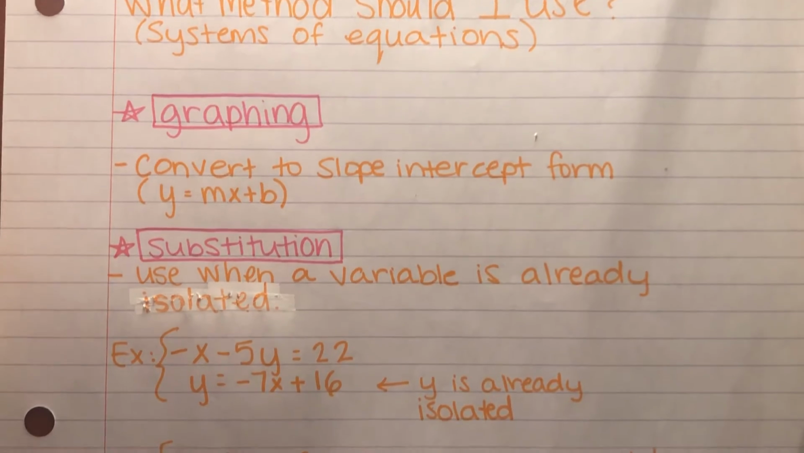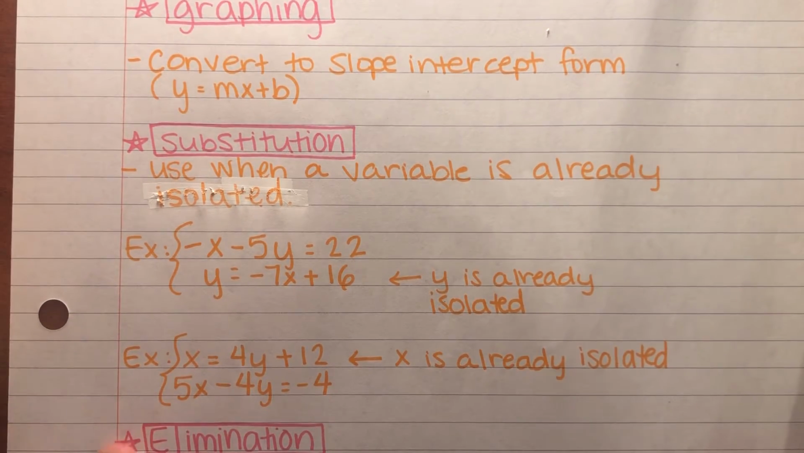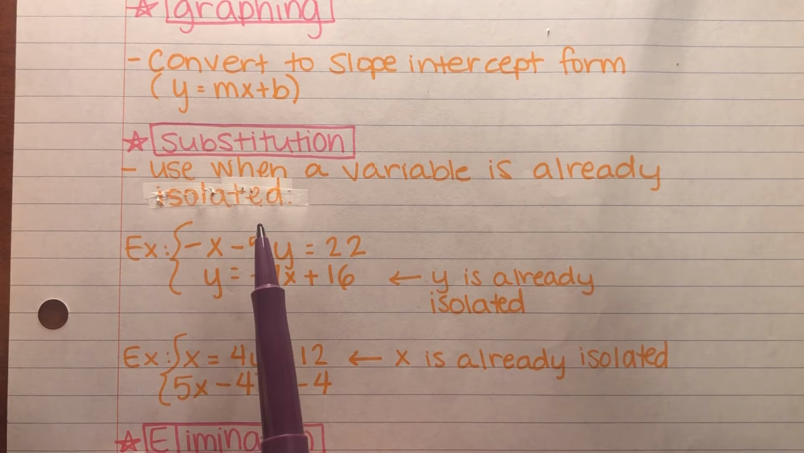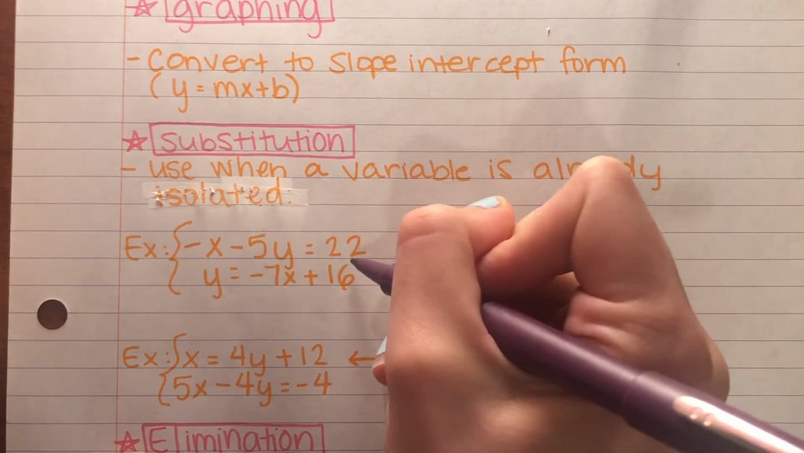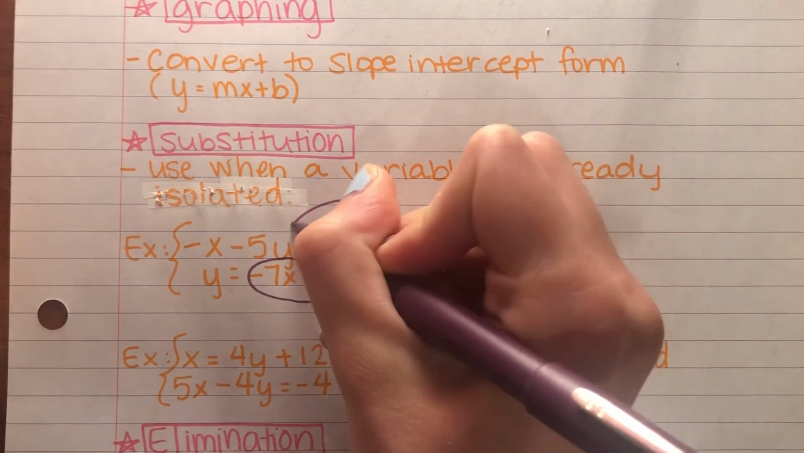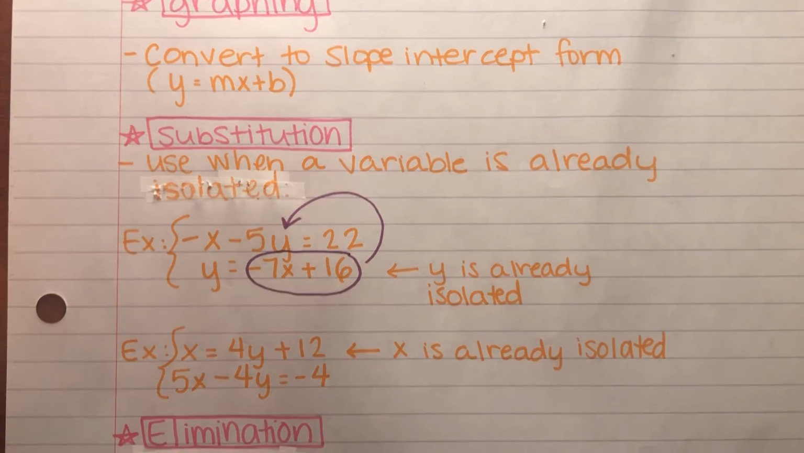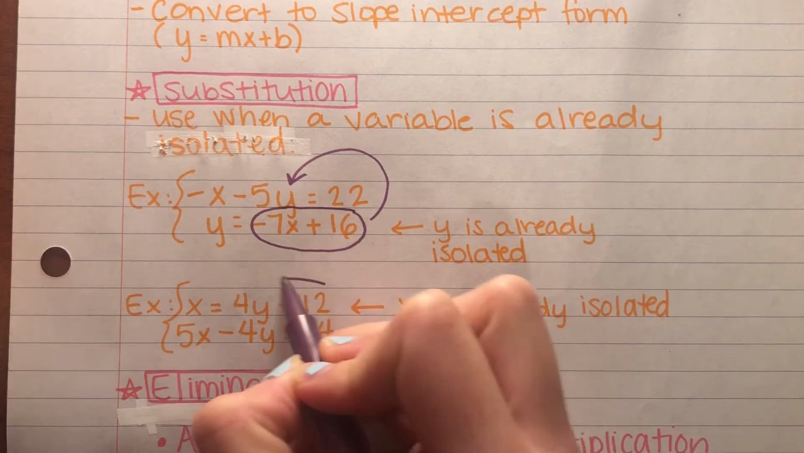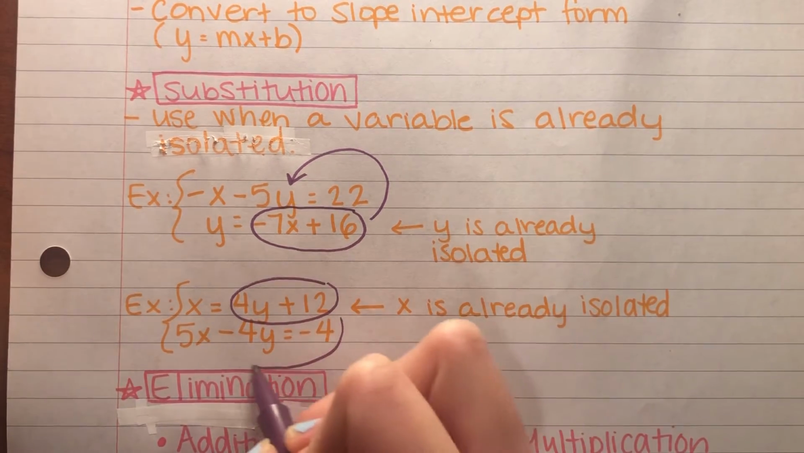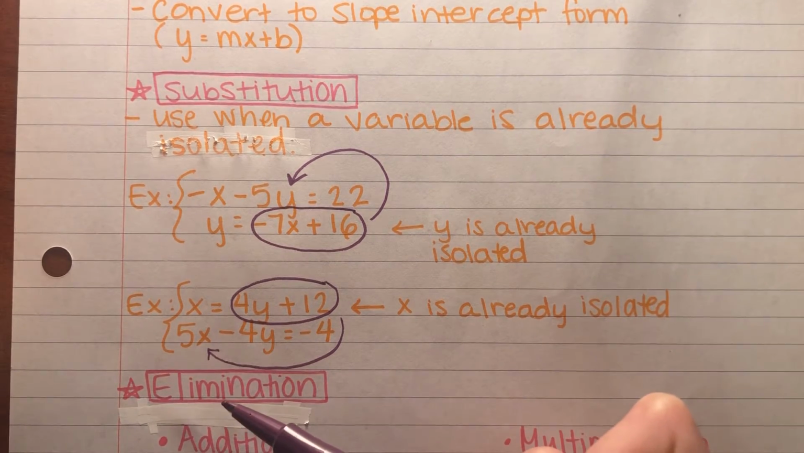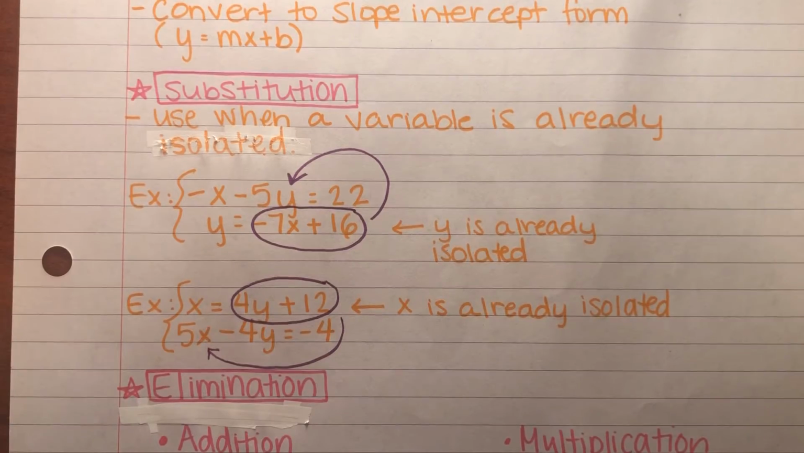The next method is substitution. Now, you want to use substitution when a variable has already been isolated. So in this first example here, we already have y isolated, and so it's really easy for us to just take y and plug it into our other equation. In our next example below, x has already been isolated, so it's super easy for us to just take x and plug it into our other equation. So if you see y equals or x equals, it would be the most efficient to use substitution.